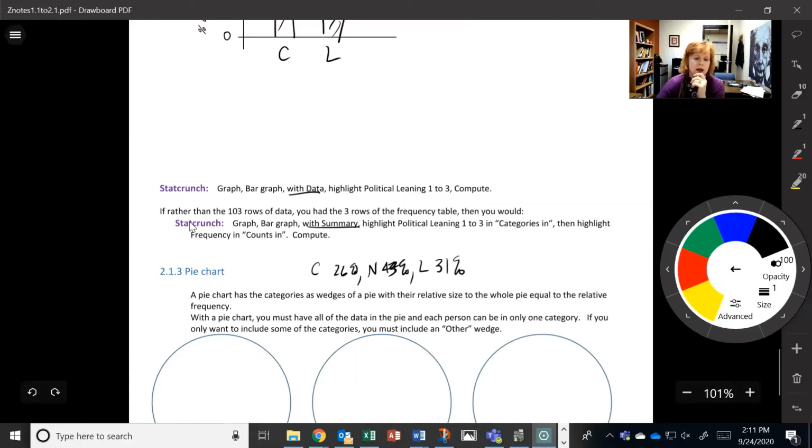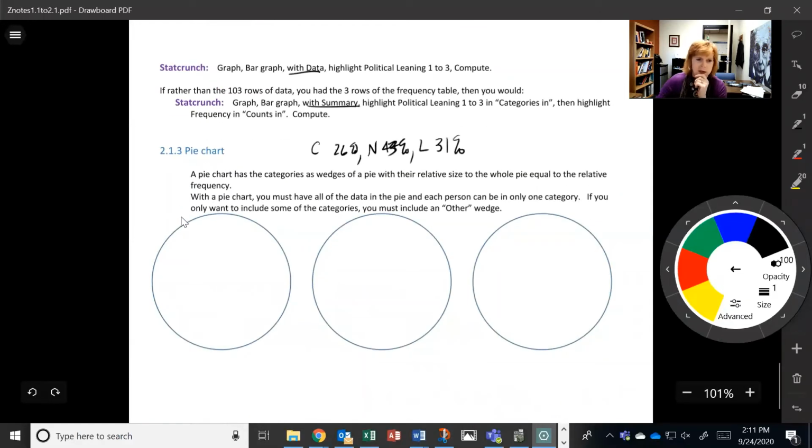So if I did this by hand, I'm going to do this by hand with the first one, and I'm going to show you some other things you can do with the other one. Basically I'm going to start here. 26% is a little bit more than a fourth, so instead of going straight over, I'm just going to go slightly down. So here's my conservatives, which is 26%.